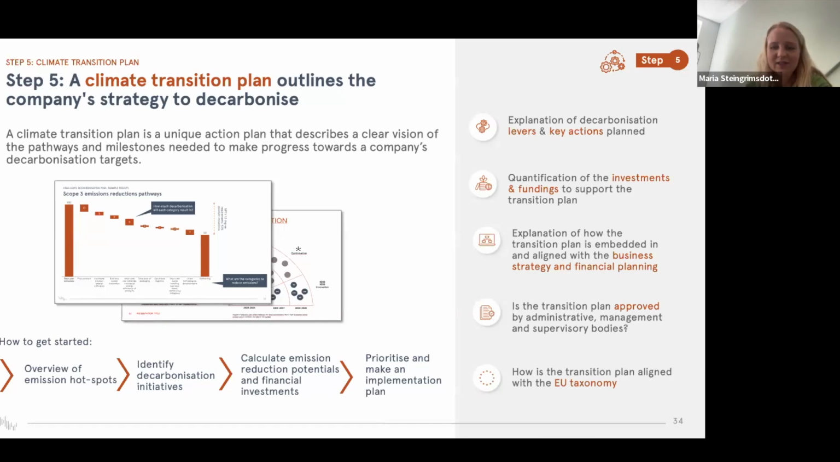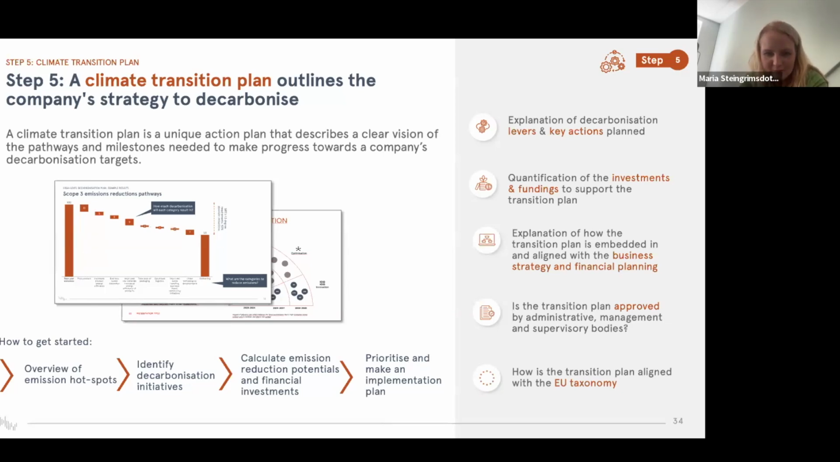So as you can see, this is a very big task, and because the transition plan looks long-term towards how you're going to decarbonize, you also need to make these shorter term implementation plans. But apart from having to explain the decarbonization levers and the key actions planned in the ESRS E1, you also need to report on other data points.